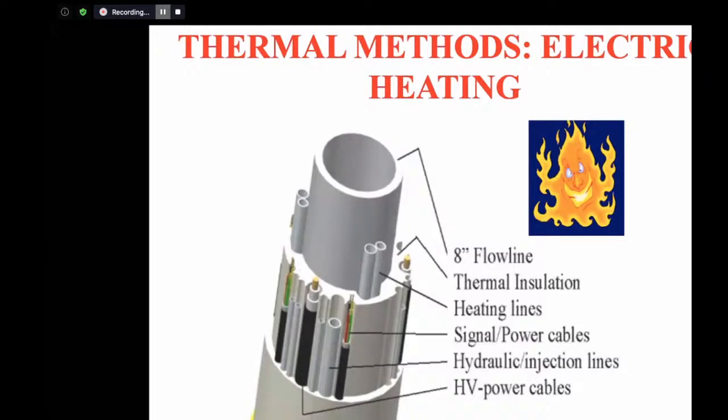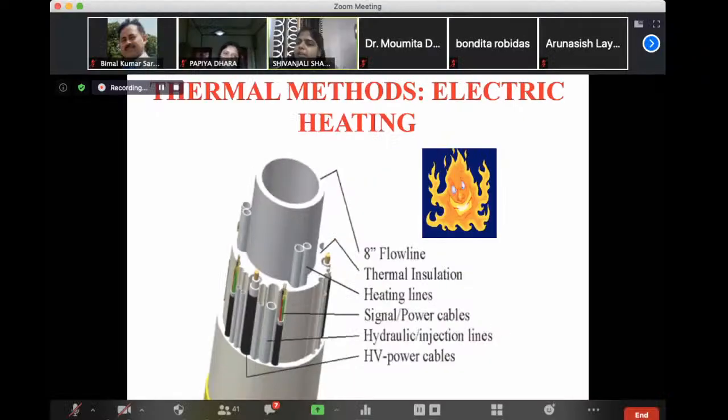This thermal method has an application in India also, in the Mangla field. The whole pipeline is somewhere above 600 kilometers. For 300 kilometers, it is occupied by Cairn India Energy. They have used the thermal insulation, but the problem is it is very, very costly.